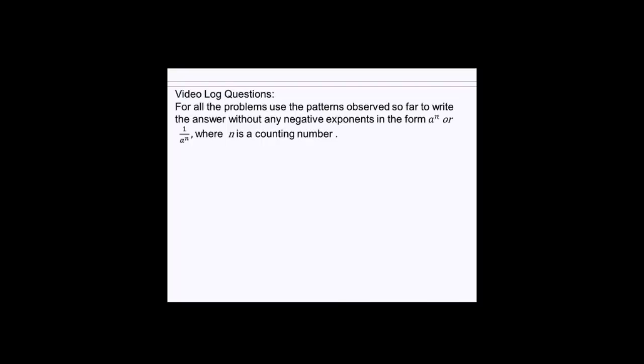Remember to pause the video when the question flashes too fast for you, so you can see the question and have time to solve it.